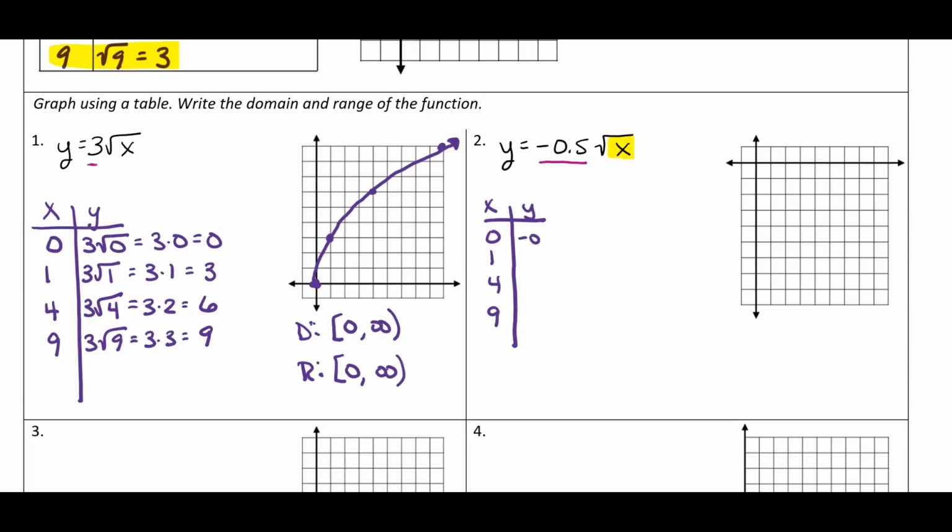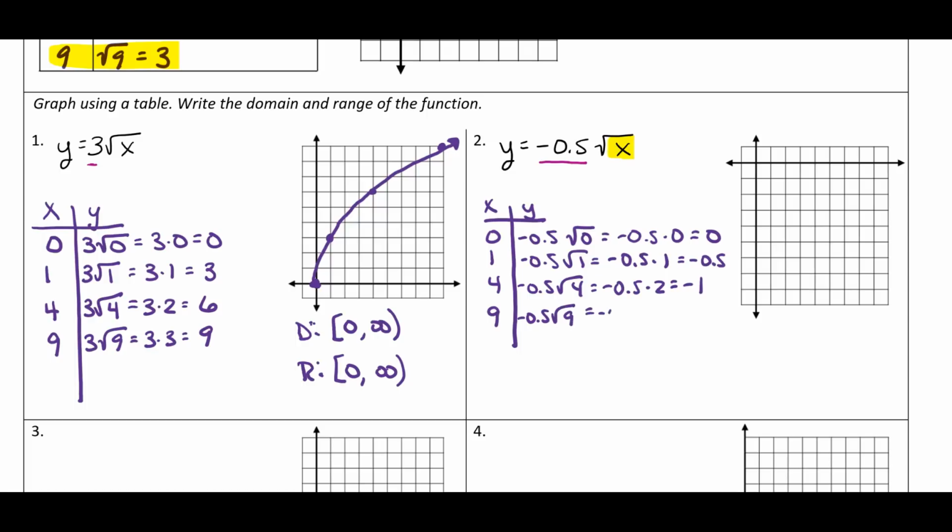So we're going to have negative 0.5 times the square root of 0, which is going to be negative 0.5 times 0, or simply 0. Negative 0.5 times the square root of 1 is negative 0.5 times 1, which is negative 0.5. Negative 0.5 times the square root of 4 is negative 0.5 times 2, which is going to be negative 1. And then negative 0.5 times the square root of 9 is negative 0.5 times 3, which is negative 1.5.